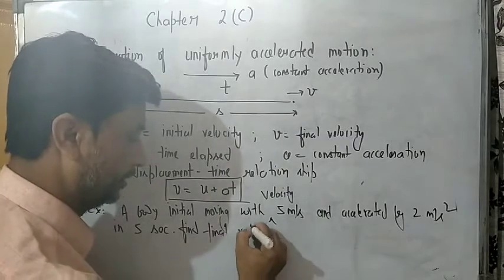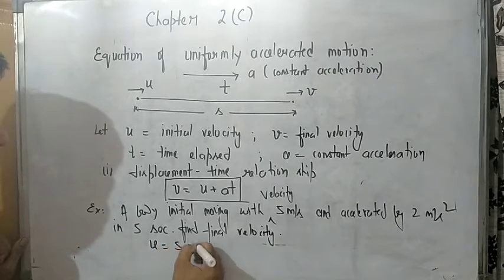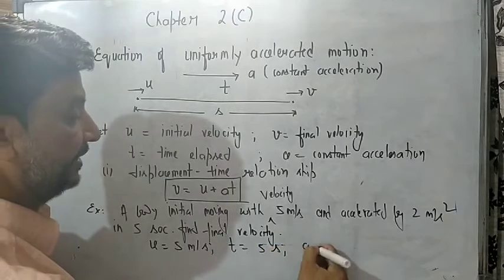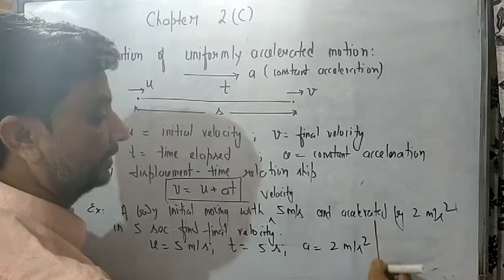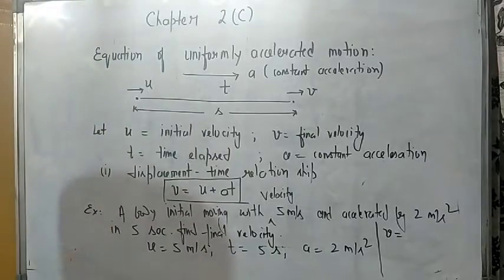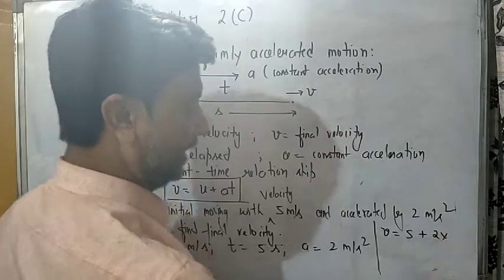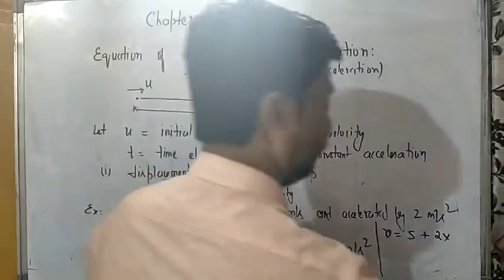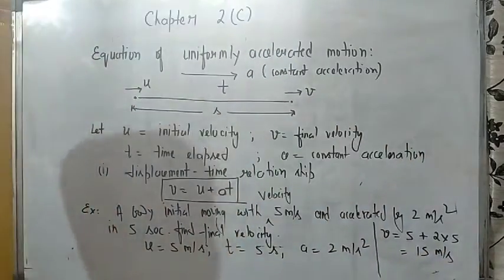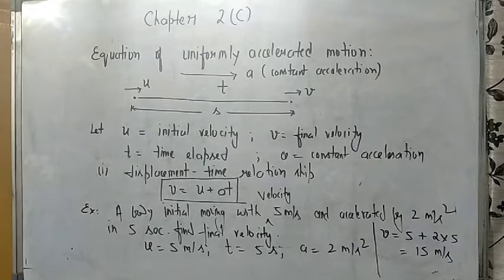Find the final velocity. So how will you proceed? u is equal to 5 meter per second, t is equal to 5 second, and a is equal to 2 meter per second square. So apply the equation. What is the value of v? v is equal to u plus at. The value of u is 5 meter per second, the value of a is 2, and time taken is 5 seconds. So this is 15 meter per second. Now I expect that you got what I want to say. This is the first equation of motion.